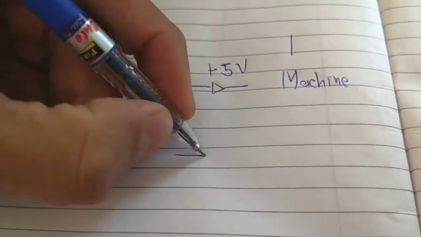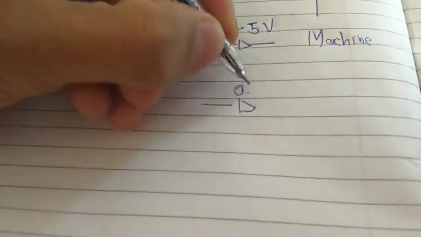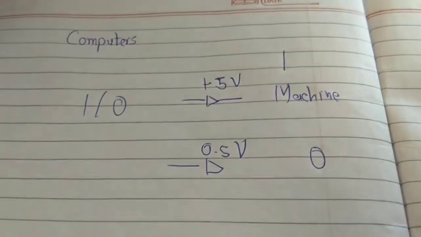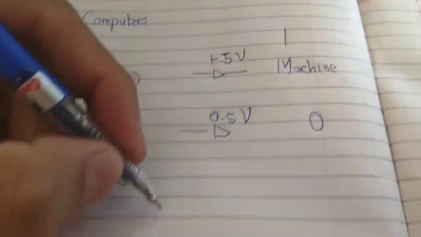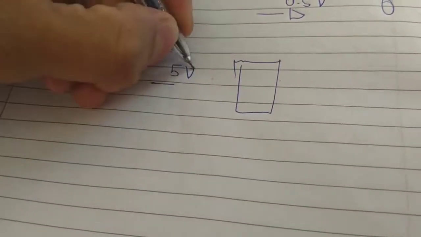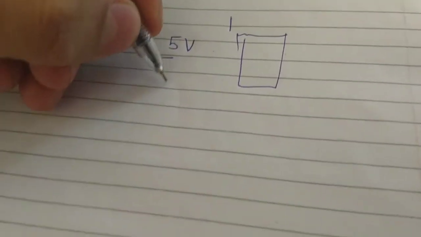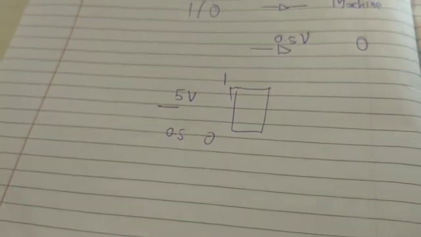Computers are machines and they only understand 1 and 0. So what do we mean by 1 and 0? Suppose this is the machine and we pass some sort of current, some sort of voltage. If it is high voltage, we can say this is 1, and suppose this is a low voltage, say 0.5 volt, then it can be considered as 0. So the whole system works on voltage. If it is high voltage, it is 1, and if it is low voltage, it is 0.